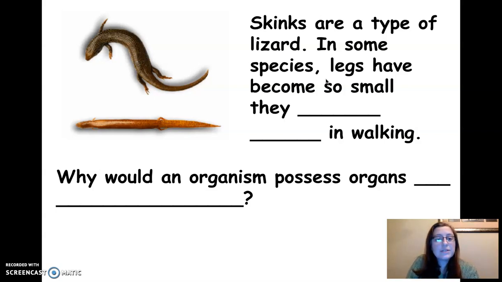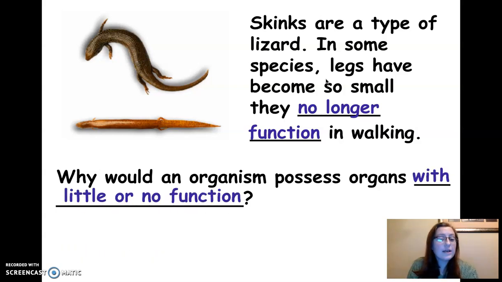Looking at a type of lizard here, in some of the species, depending on their environment, the legs have become so small and so reduced in size that they can no longer use them for walking. So it's not that this happens over an organism's lifetime. It's that these skinks are born this way. So this is a heritable trait that is being passed down from generation to generation.